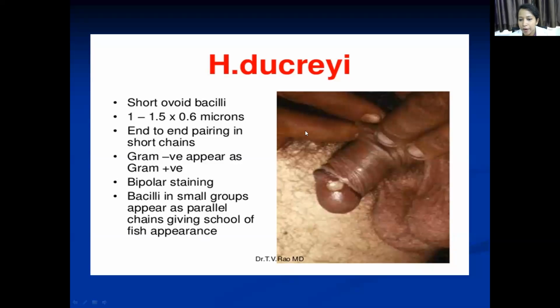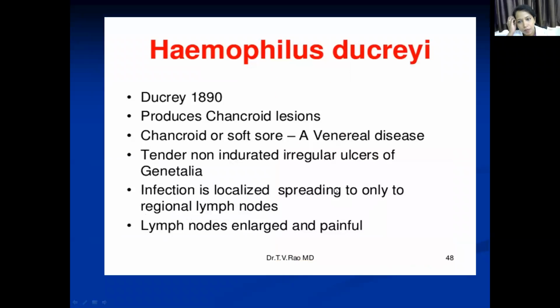Okay, chancroid. So it is a soft sore. It is a venereal disease. Tender, non-indurating, irregular ulcers on genitalia. The lymph nodes are enlarged and painful here.